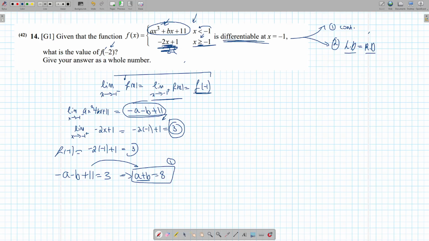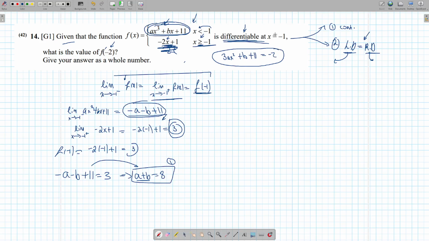So do you have to use the rule? They're saying given that it is differentiable. So do you have to use the rule to prove that the left and right differentials are equal? To find the left differential and right differential, you don't have to use the rule because they told me it's differentiable. So I can just find the derivative normally. What's the derivative of the left? 3ax squared plus b plus 11. What's the derivative of the right? -2. So this is the second step.